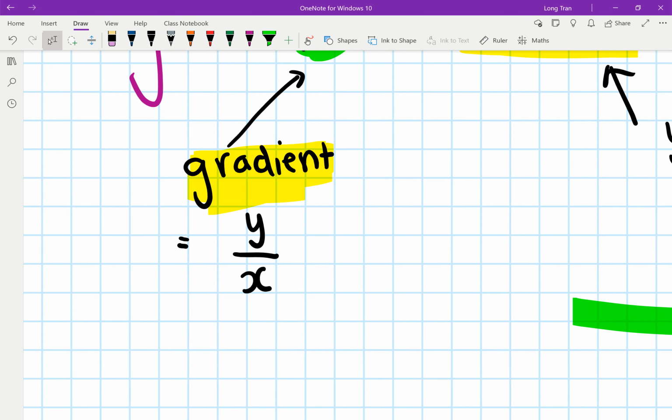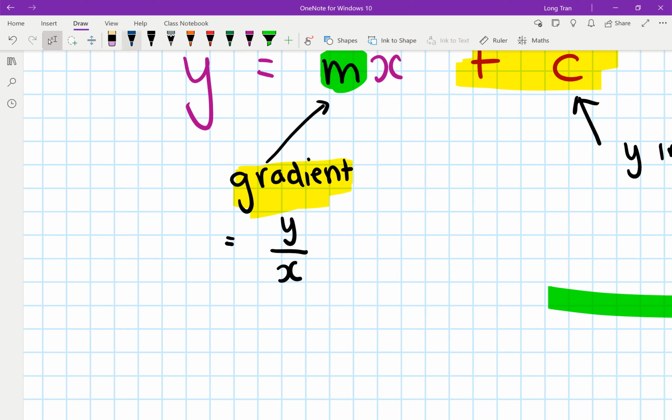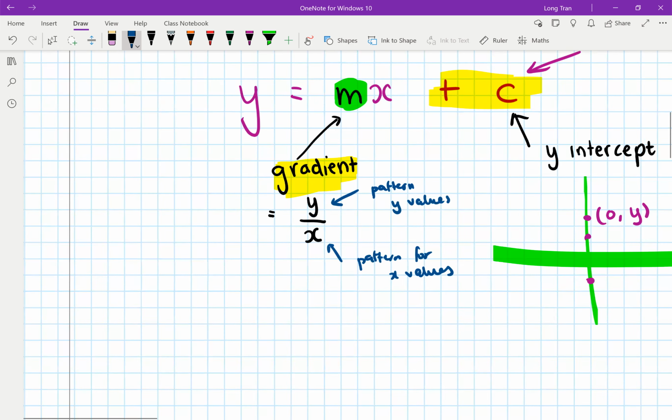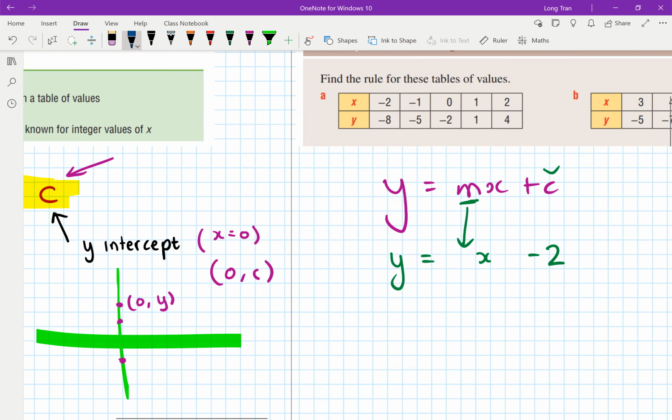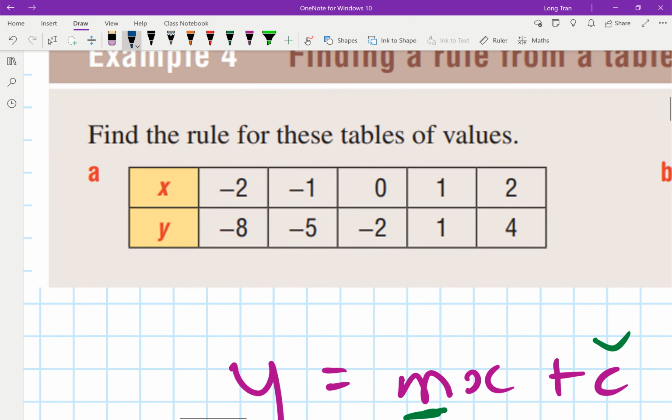Notice I wrote y over x. This is the pattern, so I'm going to write here, this is the pattern for all the y values. You're going to find what the pattern is for the y values, and down here is the pattern for the x values. So let's have a look. Some of you might have figured out when you were doing exercise 9b that you didn't actually have to follow the rule all the time. You realized there was a pattern from each y value, and the same thing with your x values, there was a pattern.